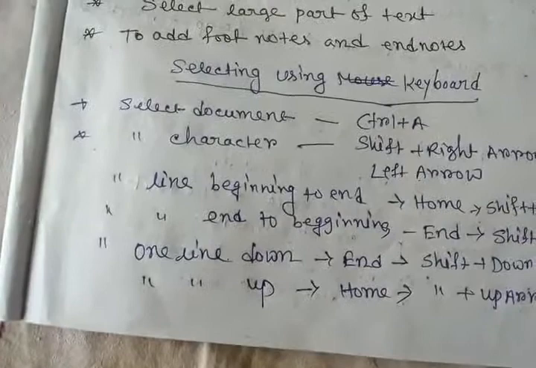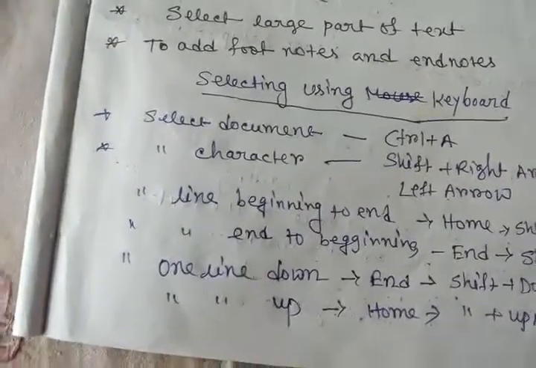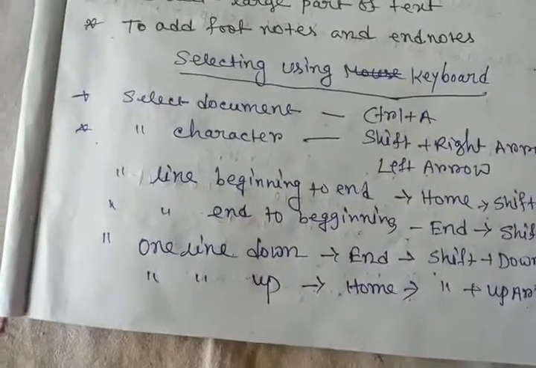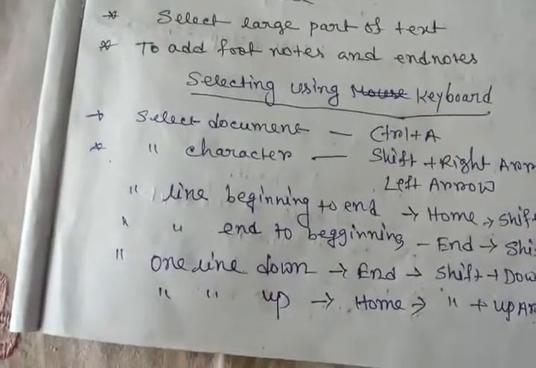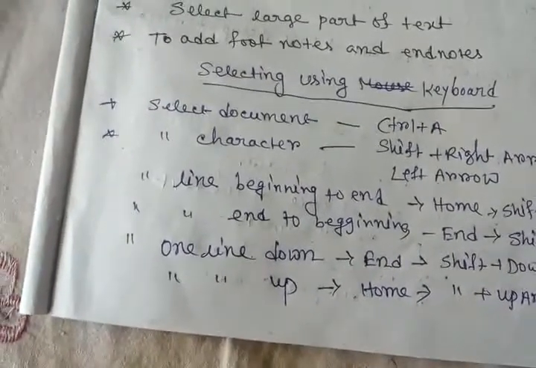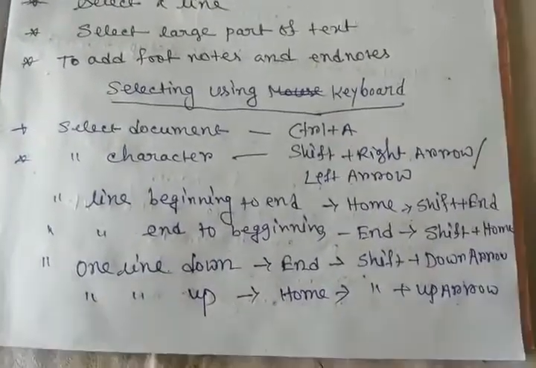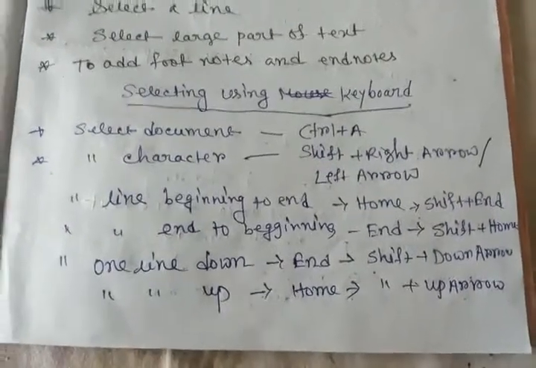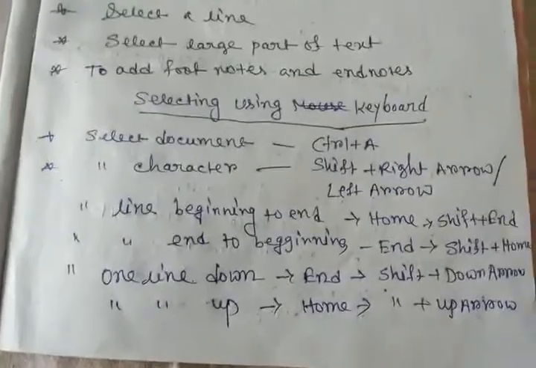To select a line from the beginning to the end, press Home and then press Shift plus End. In the same way, if you want to select a line from the end to the beginning, then press End and then press Shift plus Home. To select one particular line down, press End and then press Shift plus down arrow. If you want to select one line up, then first press Home and then press Shift plus up arrow.